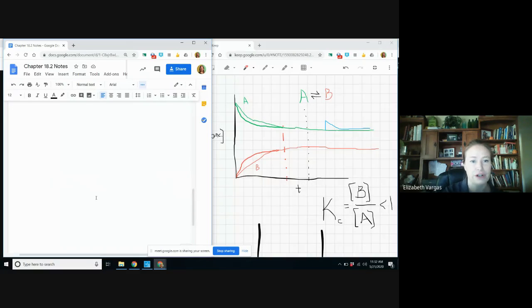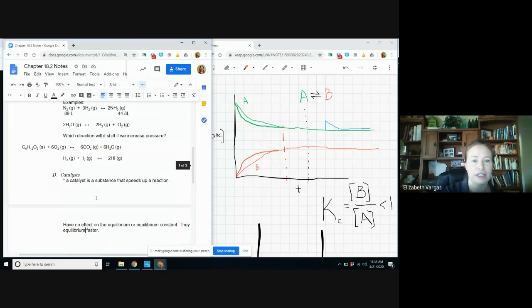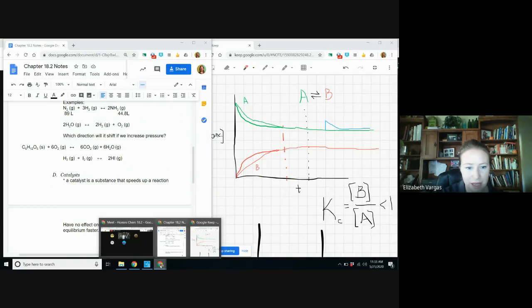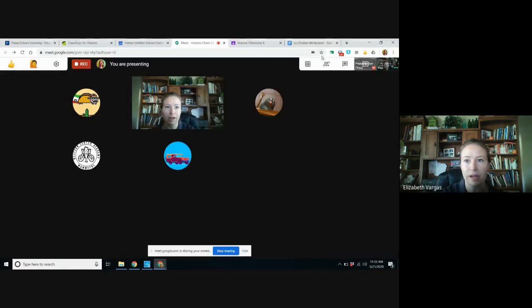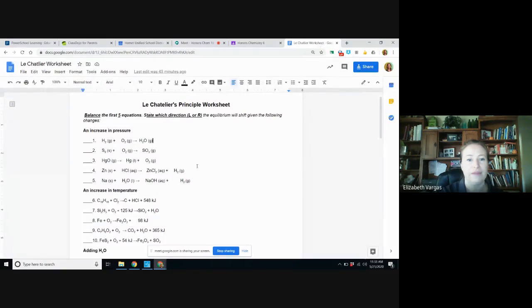Okay, so we need to know shifts right or shifts left. And actually, I was going to go over some of the problems with you guys. Did I pull them up? There they are. Okay, so this is one of the worksheets for the chapter. And all you have to do is type L or R right here to tell me which way it goes.